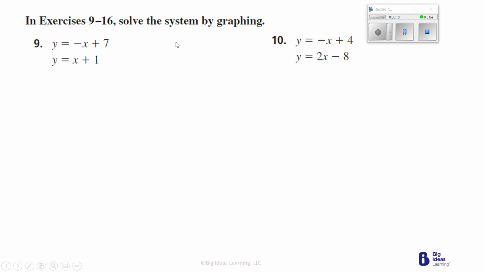Number 9 says solve the system by graphing. This time they want me to graph. All right. So I'm going to put this graph over here. Let me make a big one here, hoping that it works out well for me. And if I do, I see the first one is going through 7. So I'm going to say 1, 2, 3, 4, 5, 6, 7, right? And it's going down -1/1, right? Because that's what this slope is, -1/1.